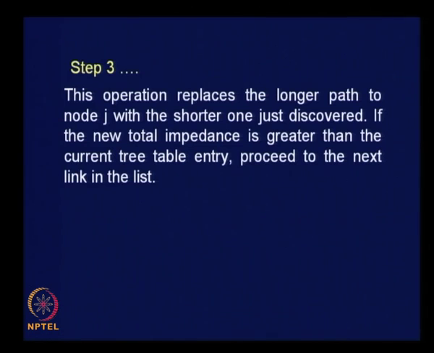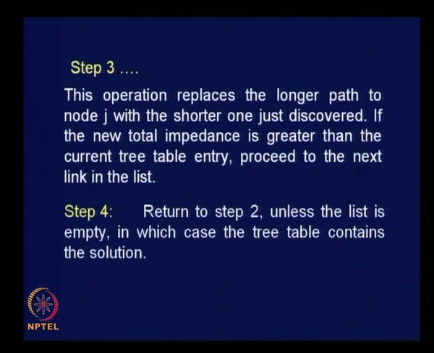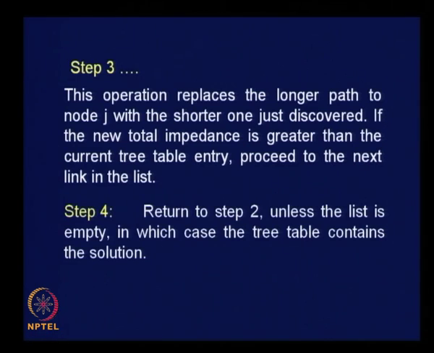If the new total impedance is greater than the current tree table entry, proceed to the next link in the list. And return to step 2 unless the list is empty, in which case the tree table contains the solution. Unless the list is exhausted, you have to continue the process. I hope all of you have some vague idea of the steps involved in the process. We will take a numerical example and see how these steps can be followed one by one to get the minimum path tree.